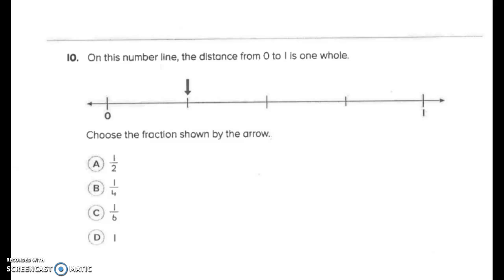Number 10. On this number line, the distance from 0 to 1 is 1 whole. Choose the fractions shown by the arrow. A. 1/2. B. 1/4. C. 1/6. D. 1 whole.